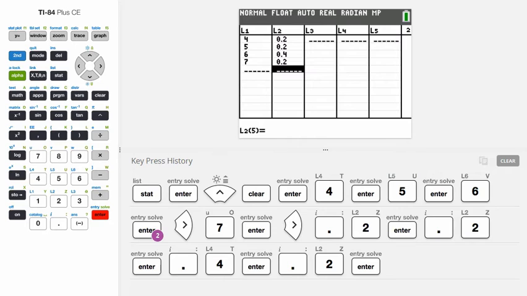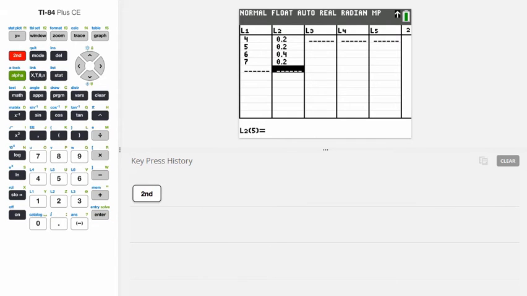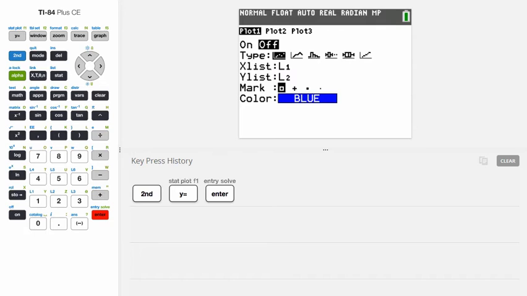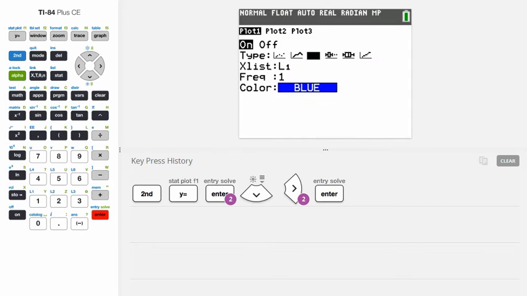Above your y equals is stat plot. Second, y equals takes us to stat plot. Press enter. My first plot is off. With the cursor blinking over on, I press enter. Then I arrow down to the type. I have a dot plot, I have a line, I have my histogram, which is what I want. I have two different types of box and whiskers plots, and then I have another line graph. So I press enter, and that's selected.